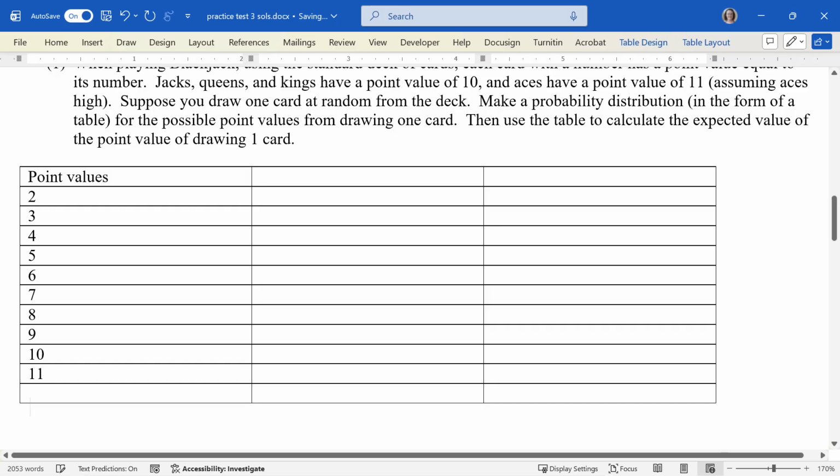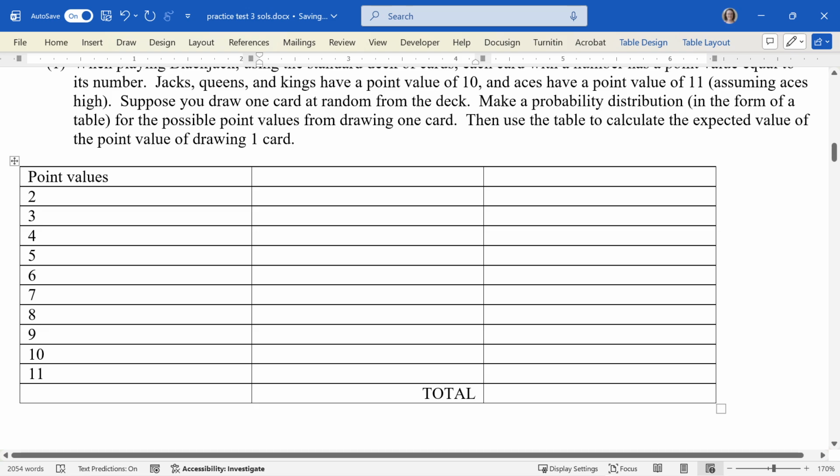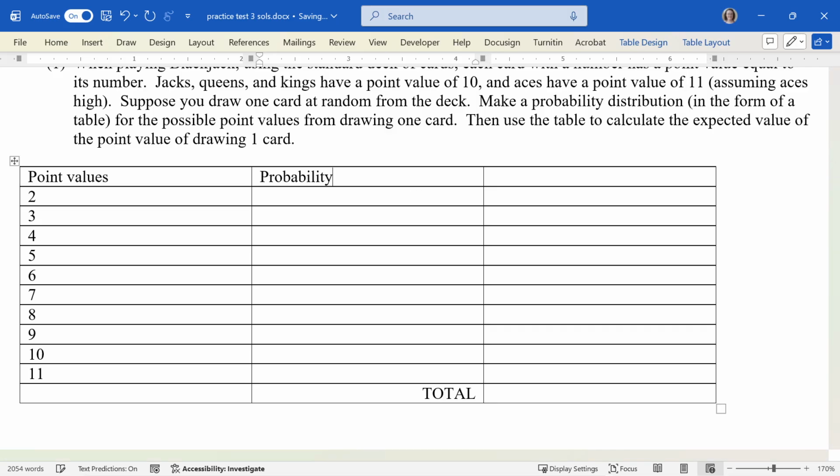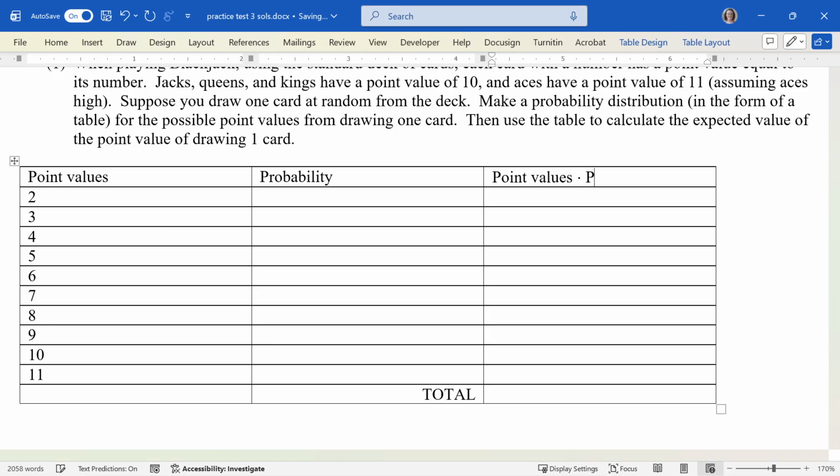So I'll delete my extra rows here. I'm going to put total right here because I want to use this last column to do the expected value, and I'm going to add it up at the end. I'll put probability here, and then for expected value, we're going to do point values times probability, and then we'll add those up.